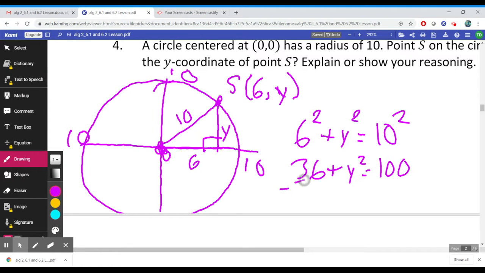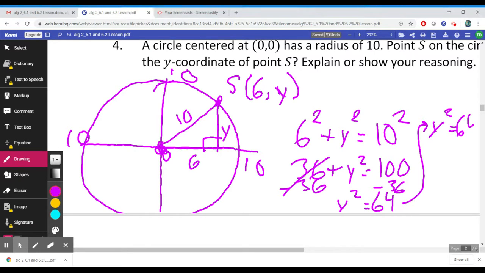I'll subtract 36 from both sides. So we end up with y squared is equal to, what's 100 minus 36? That would be 70 minus 6, which is 64. Just continuing a little bit over to the right since I'm out of room on the bottom of the page. Sorry about that, guys, computer acting up. So we have y squared equal to 64.